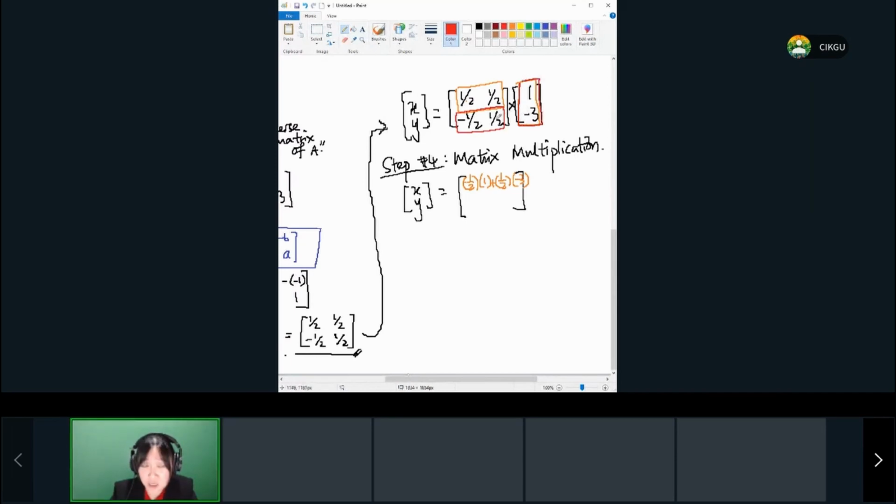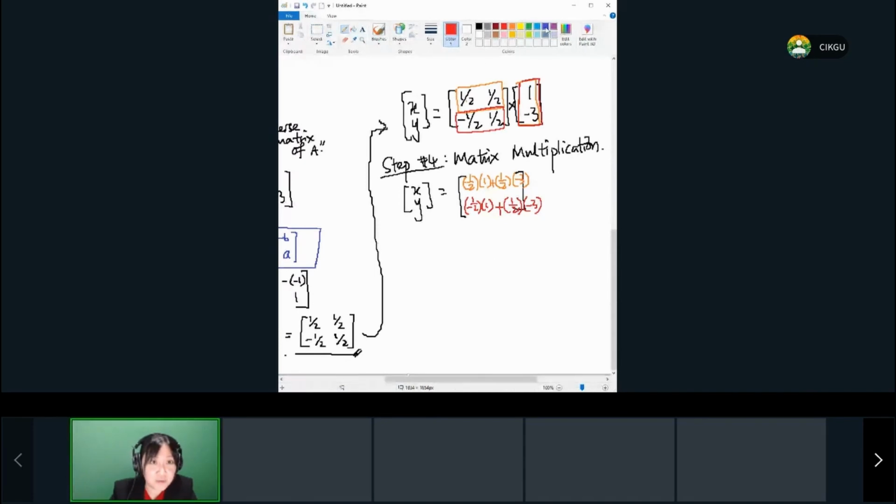So you see, when you multiply, you must do row, column, row, column, like that. Second row and this column, so negative half times 1. Then half times negative 3, and then you add these two values together.